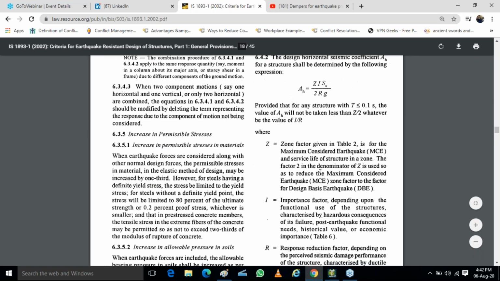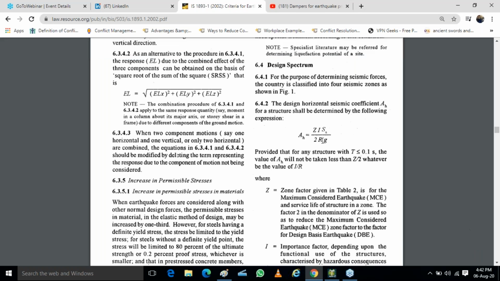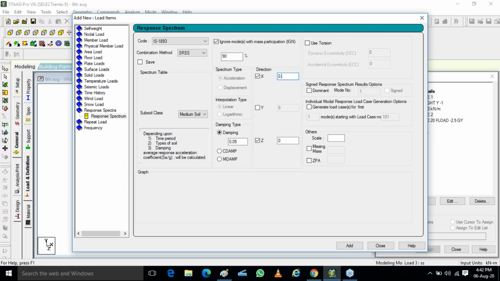Okay, this factor, removing the Sa by g, we have to multiply Ah equals Z by 2R. So Z is 0.36, I is 1 upon 2 as per the numerical formula, and R is the response reduction factor, which is 5. So it is 0.36 divided by 10, so the value comes up to 0.036. We'll put the value of 0.036 in this and here also.